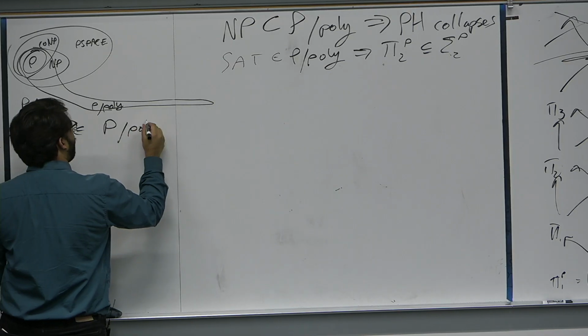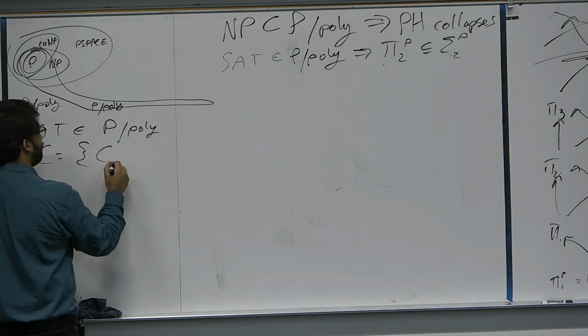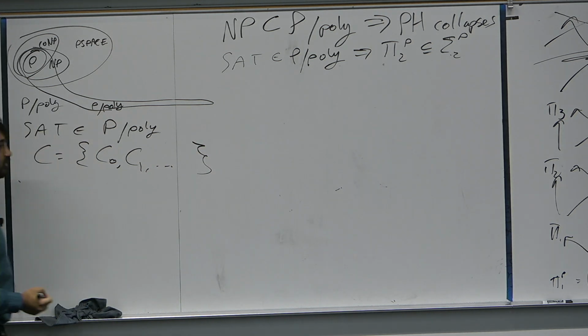If SAT is in P/poly, then there's a polynomial sized circuit family, C, which is like, let's say C0, C1. Remember, a circuit family has infinitely many circuits. When you want to run an input of length n, you pick the nth circuit. It has n input wires. That way you get around the problem of having a 32-bit adder trying to add 60-bit numbers or something, right? You just pick the 60-bit adder instead.